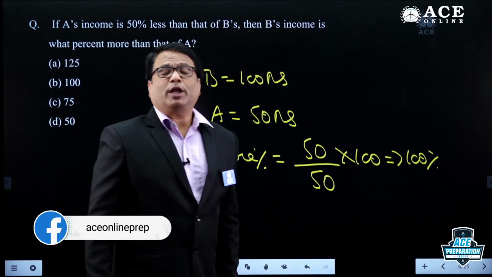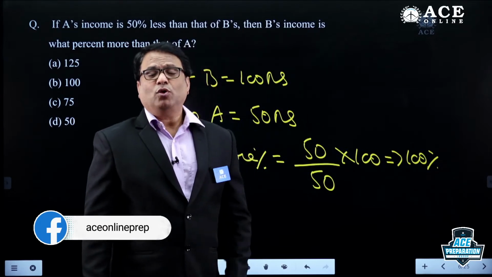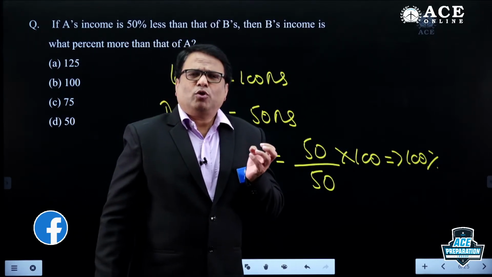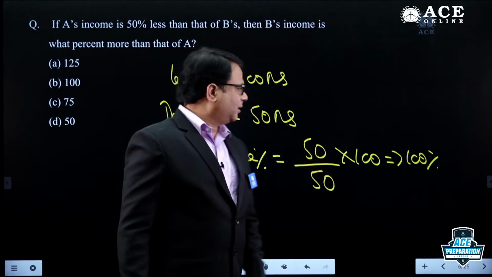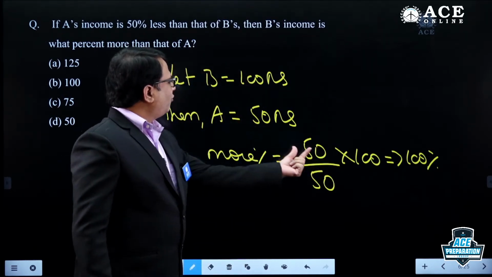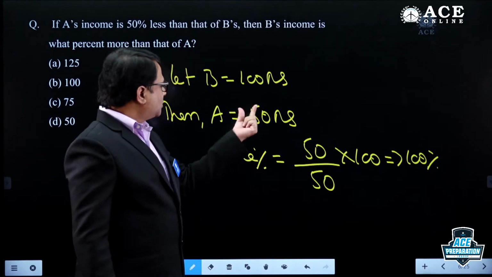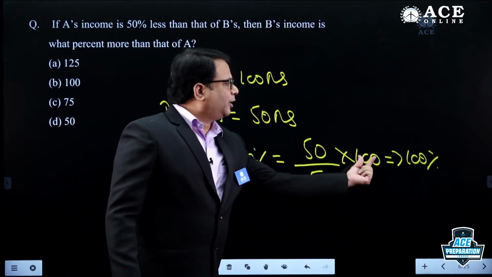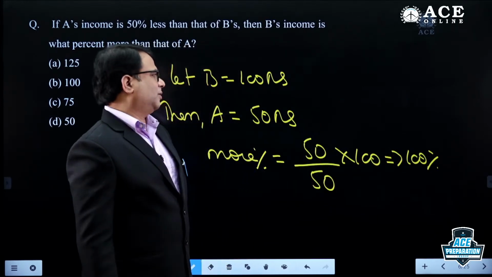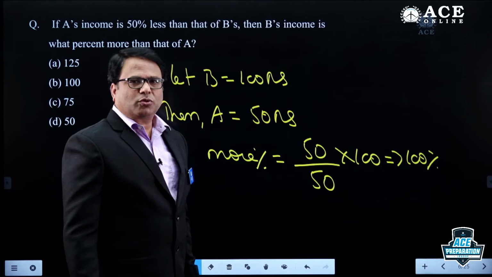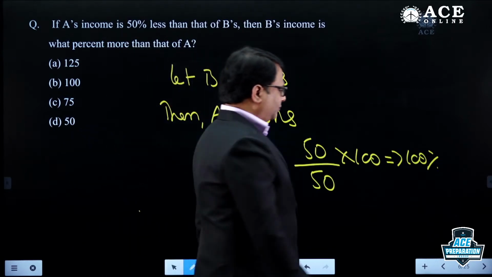And if you wish, you can also use the formula that I gave you. What is the formula I gave you for more percent? Difference by smaller number into 100. And you can see the difference is 50 by smaller number. Smaller number is 50 into 100 will give you more percent. Okay? Come on. Let us get into one more question which is similar to this.